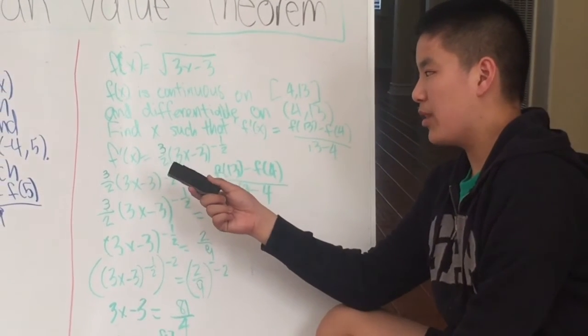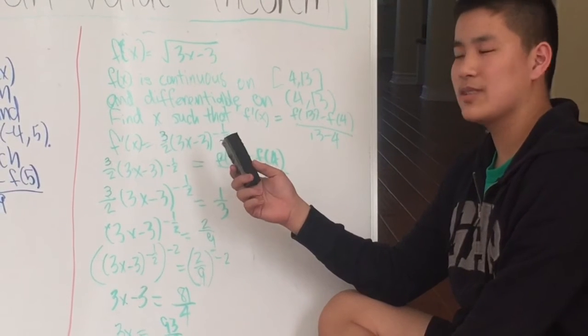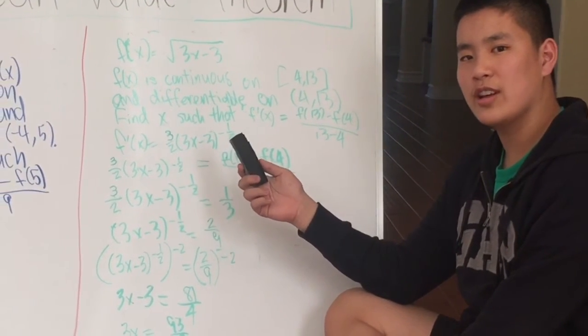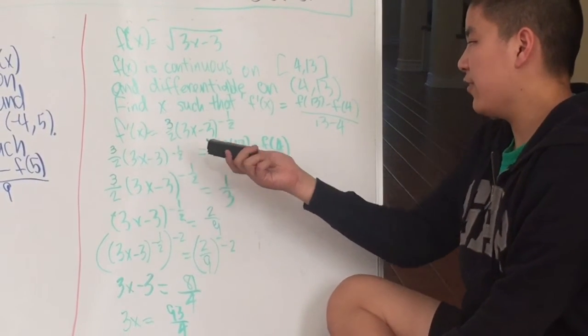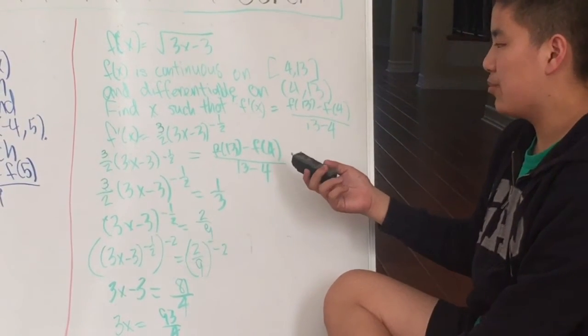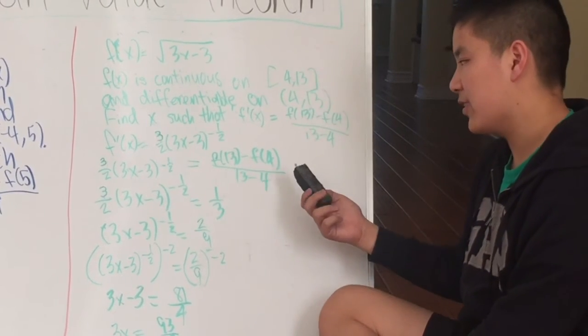We know that f prime of x, the derivative of f of x, is equal to 3/2 times 3x minus 3 to the power of negative 1/2 using power rule and chain rule. Here we set the derivative of f of x equal to the slope of the secant line that passes through the points 4 comma f of 4 and 13 comma f of 13.